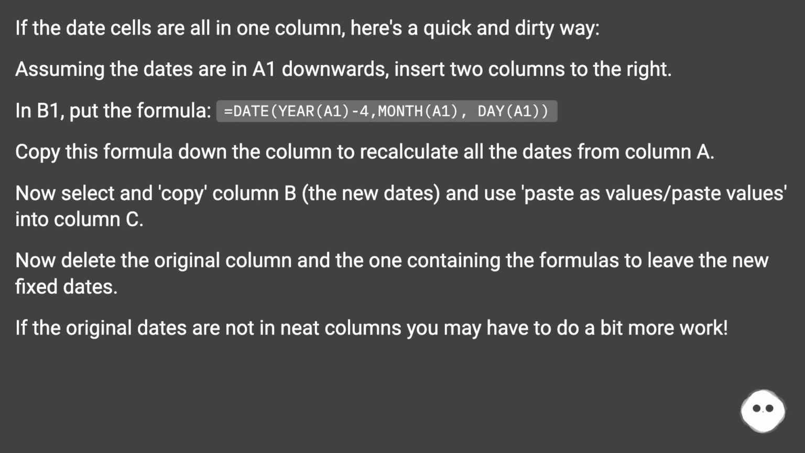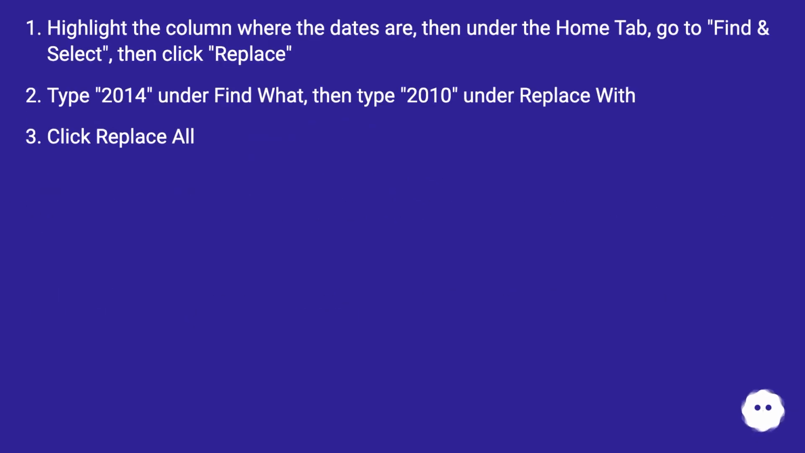If the original dates are not in neat columns, you may have to do a bit more work. Highlight the column where the dates are, then under the Home tab, go to Find and Select, then click Replace. Type 2014 under Find What, then type 2010 under Replace With. Click Replace All.